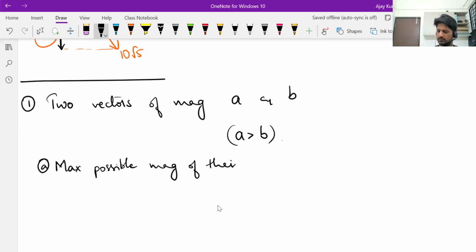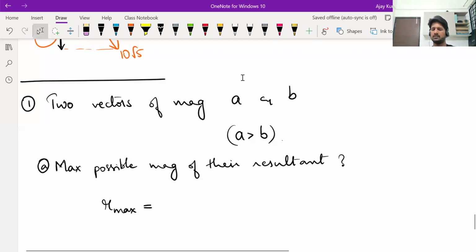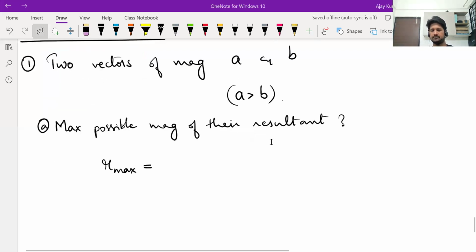Aishwarya, can you tell? What is the maximum possible magnitude of their resultant? You have to imagine, when will two vectors give the maximum possible resultant? Imagine the vectors that way and find out.